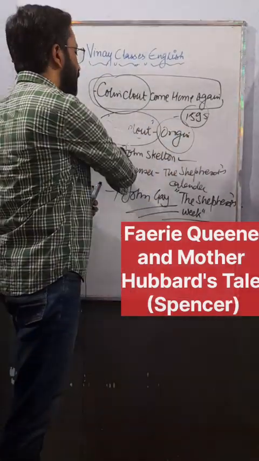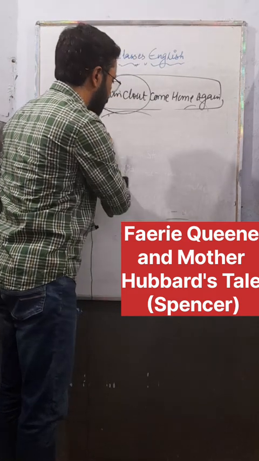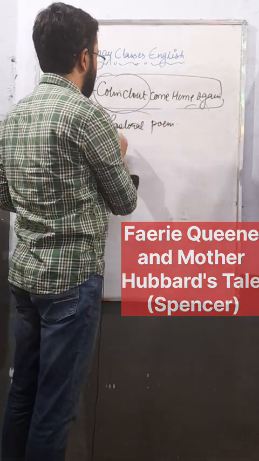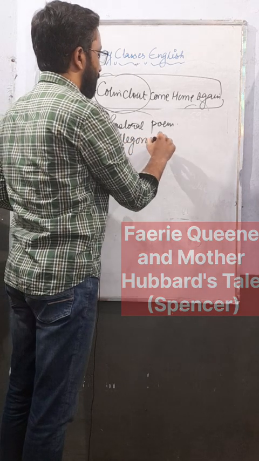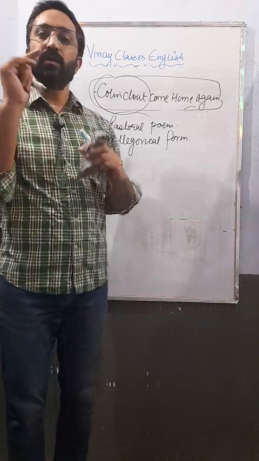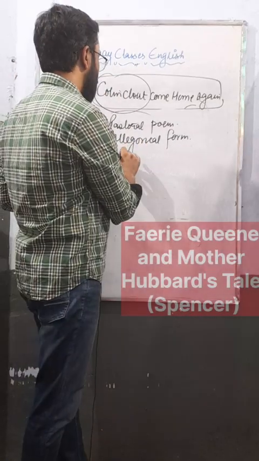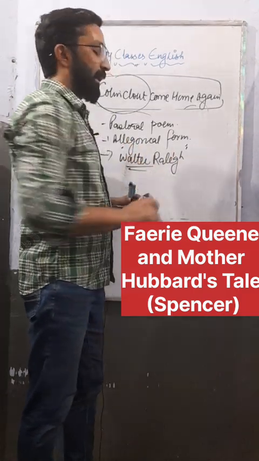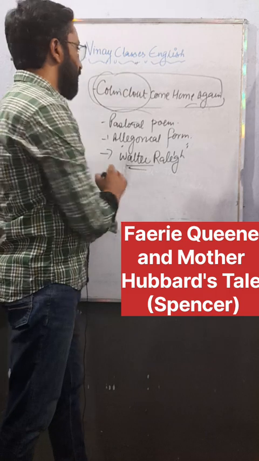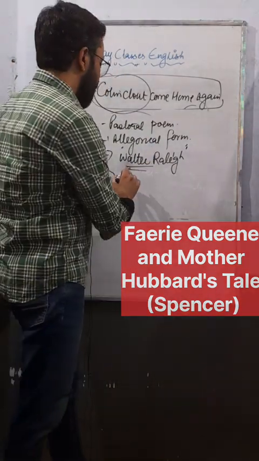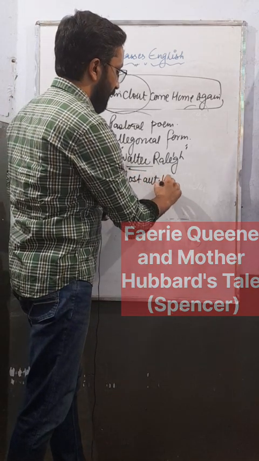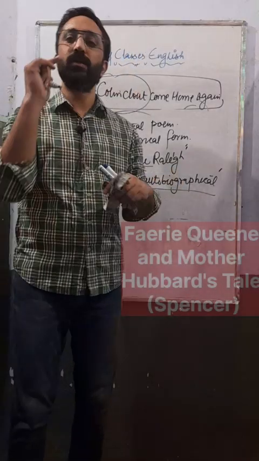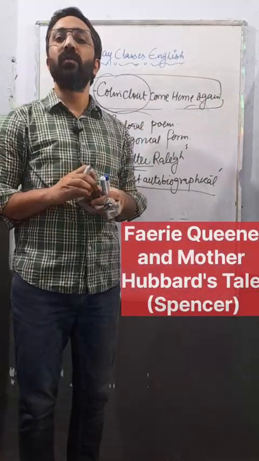Okay, it's a pastoral poem, very important. Colin Clout Come Home Again is a pastoral poem, and again it's in allegorical form. Moreover, it was dedicated by Spenser to Walter Raleigh. Very, very important. Next important detail associated with Colin Clout Come Home Again is that it is the most autobiographical work written by Edmund Spenser. So, if there is a question associated with the autobiographical work of Spenser, it is Colin Clout Come Home Again.